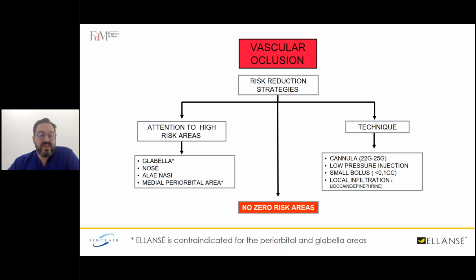So that's why, for instance, in areas like the glabella, you have to be very, very careful. For me, it's a contraindication. No, you don't use Ellanse on lips, you don't use Ellanse on eyelids, but you can use it on a supraperiosteal level to treat the same areas if it's necessary. And again, it's about technique. Get a bigger gauge cannula, 22, 25, low pressure injection, small amounts each time. And if you can use some infiltration with epinephrine to reduce the risk of complication in terms of intravascular injection, just do it. But remember, there are no zero risk areas. Can you go to the next one, please?